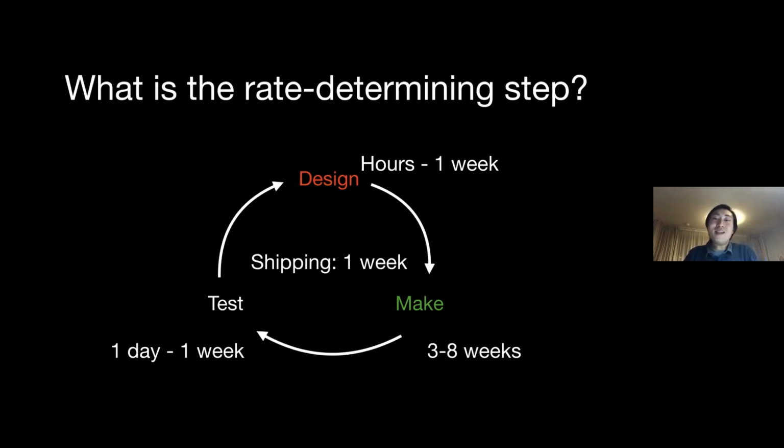So the take-home message is that actually synthesis is the rate determining step if you think about the design make test cycle.